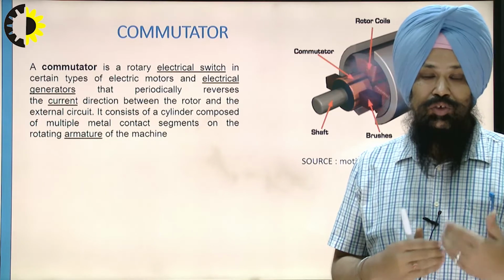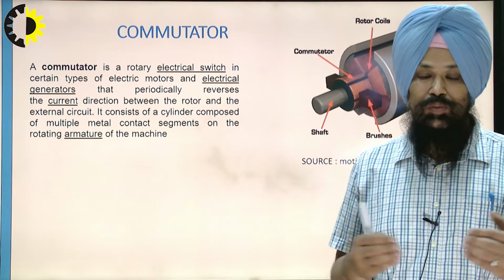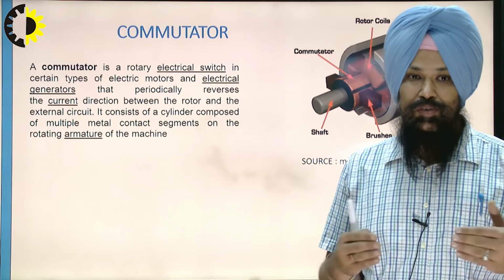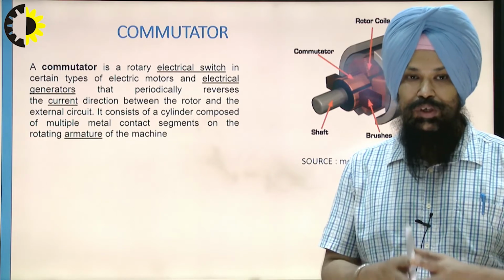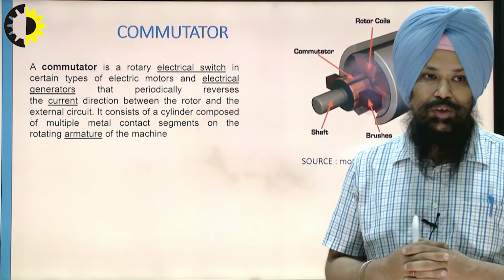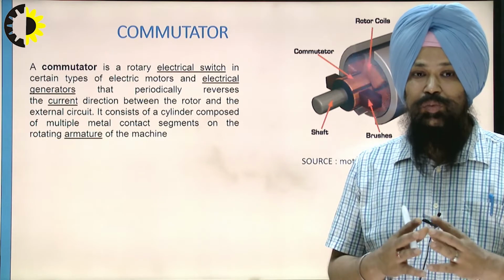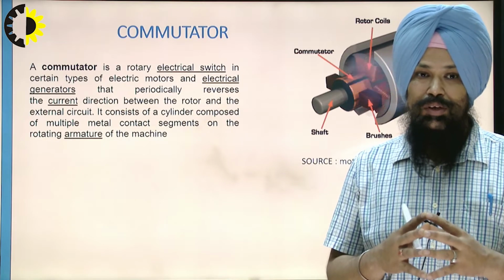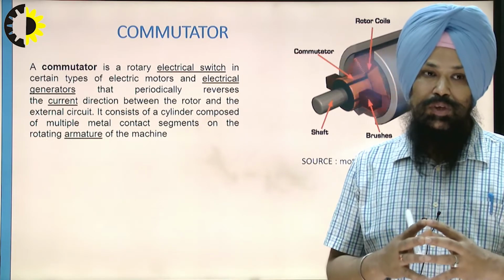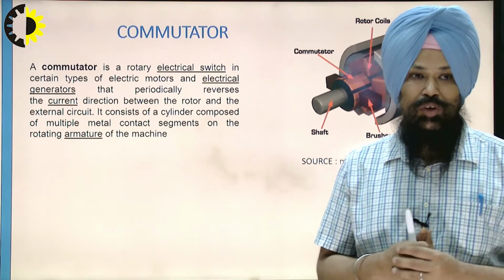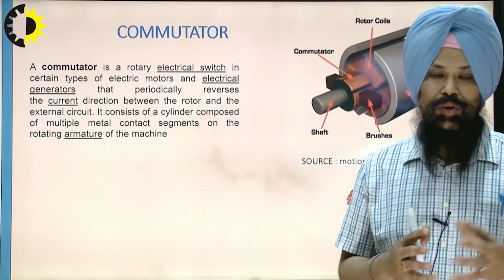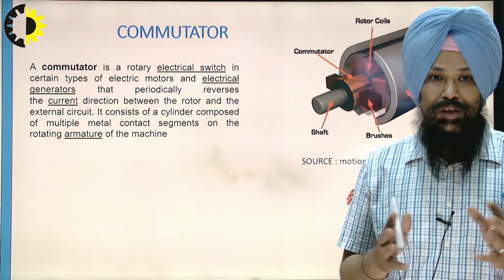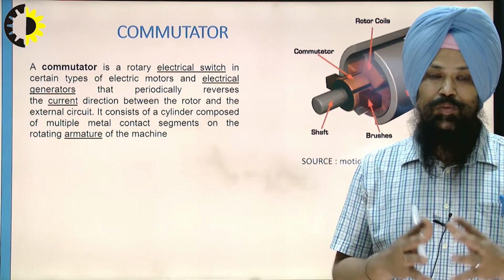And in the case of DC motor, when we give the DC supply, that supply goes to the carbon brushes, after that to the commutator segments, and through the commutator segments it is given to the armature winding. The carbon brush position is the position where, with the help of commutator segments, the current reversal takes place. It is cylindrical, composed of multiple metal contacts, generally made of copper, and insulated from each other with the help of mica sheets.